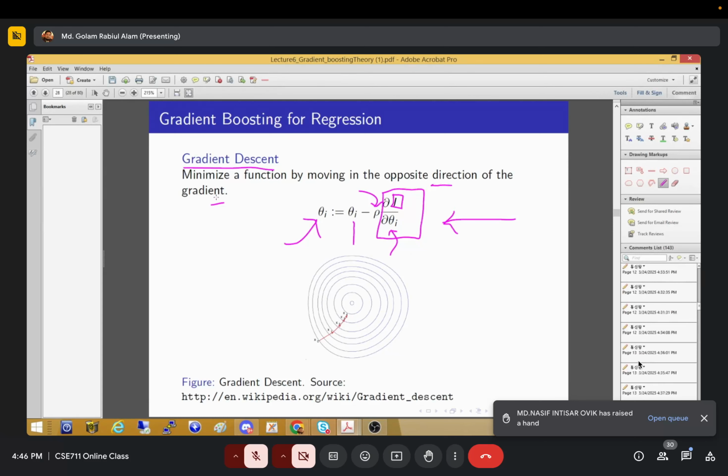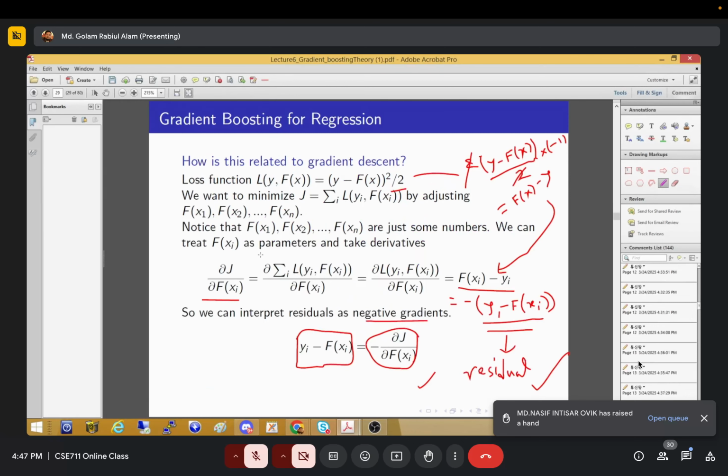So in gradient descent, now we want to calculate this gradient. But in gradient boosting, some of the loss functions will give us very simple gradients. And what are those? Specifically, if we think about our residual, what is the residual? Residual is actually the original value minus the predicted value.